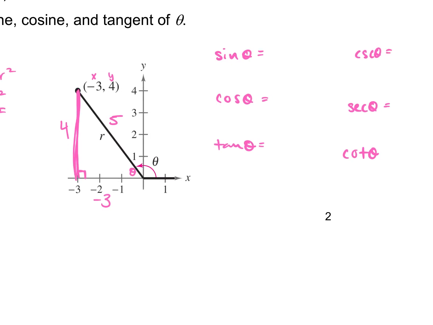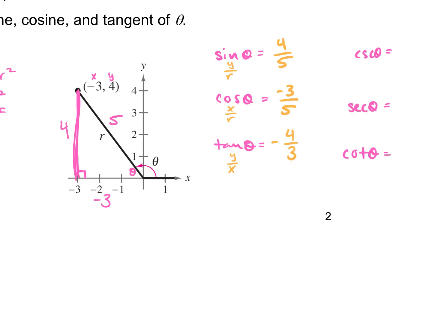So in terms of x, y, and r, sine is what over what? Y over r, which would be 4 over 5, perfect. Cosine is x over r, so what would our cosine be? Negative 3 over 5, perfect. And tangent is y over x, awesome, negative 4 over 3.